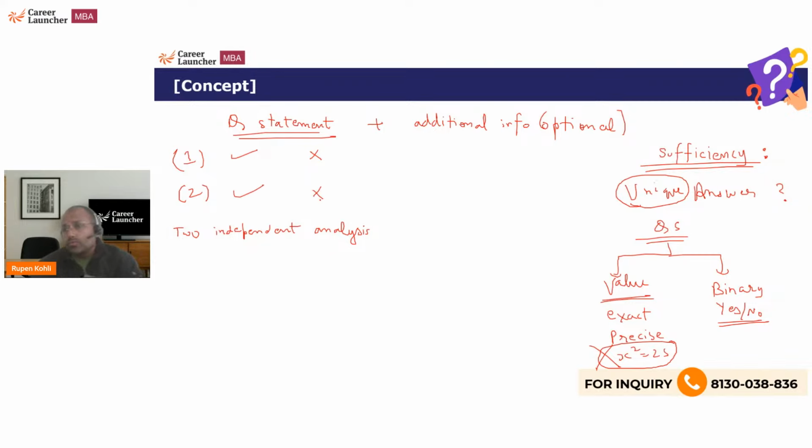Yes or no. So overall, after doing these two analyses, we will have four possibilities. Either statement one is sufficient, but statement two is not, or statement one is not sufficient, but statement two is sufficient, or it could be that statement one is also sufficient, statement two is also sufficient, or it could be that none of them are sufficient.